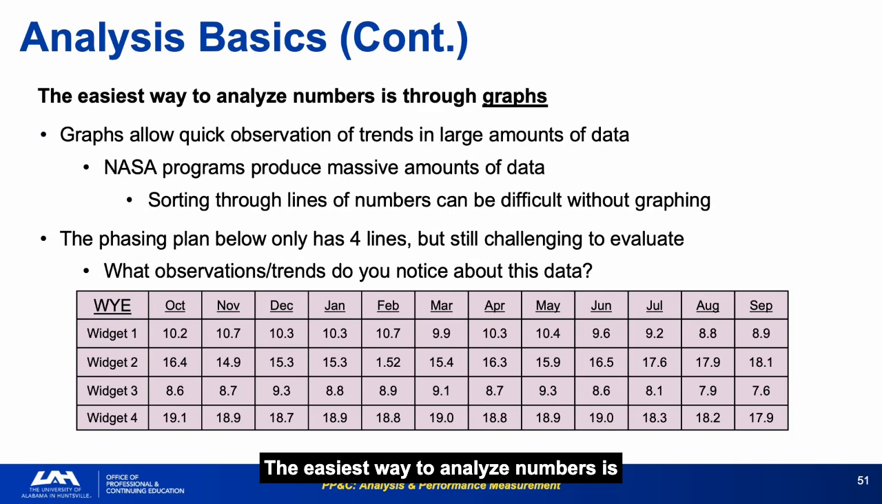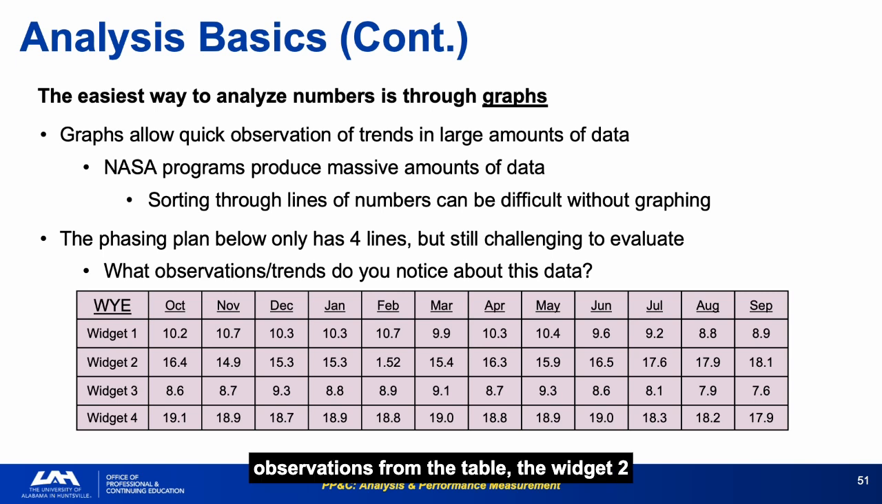The easiest way to analyze numbers is through graphs. NASA programs produce massive amounts of data, and visual trends are impossible to miss, whereas tables of numbers are easy to overlook. The WI data table on this slide has a typo in Widget 2. February shows $1.52 instead of $15.20. In the table, it is easy to miss. In a graph, it is impossible to ignore.